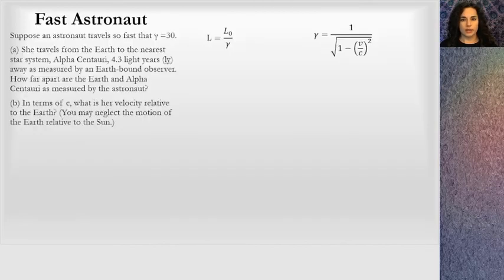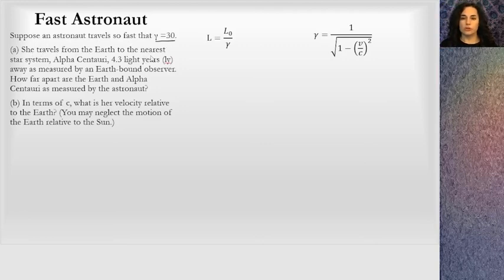I've chosen an example problem, the fast astronaut, in order to exemplify length contraction. It says, suppose an astronaut travels so fast that gamma is 30. And if you remember that chart, that's like off the chart. So they're going really, really, really fast.